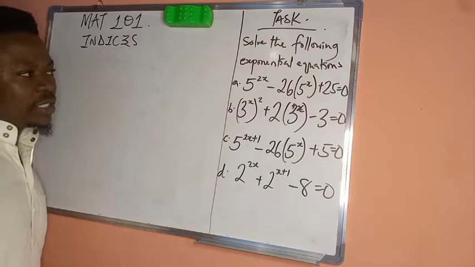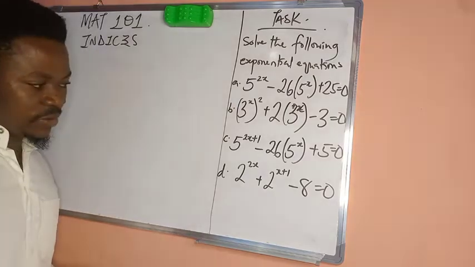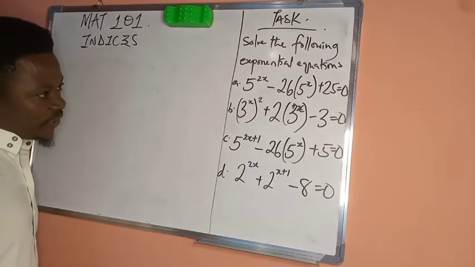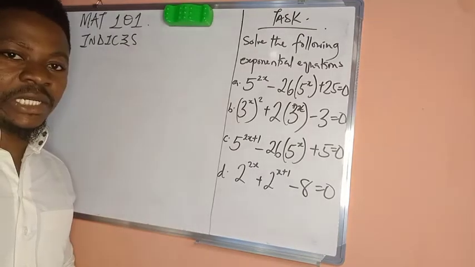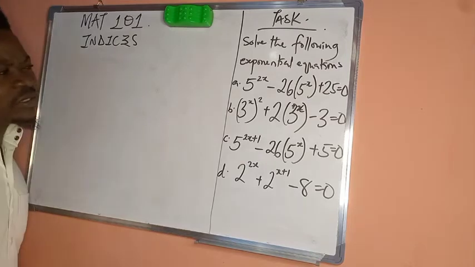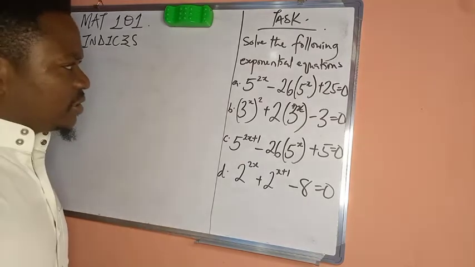All right. Let's see. I'll solve A and I will solve D. So I'll leave B and C for you to solve. Okay. All right. Let's start from A.